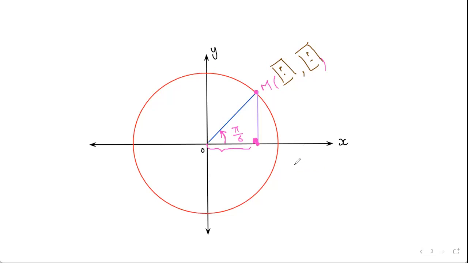We know that the cosine of any angle is x over r. Then as a result, x is what, guys? R times cosine of alpha. R is 1 because we are still working on the unit circle. Then if R is 1, x is equal to cosine alpha.